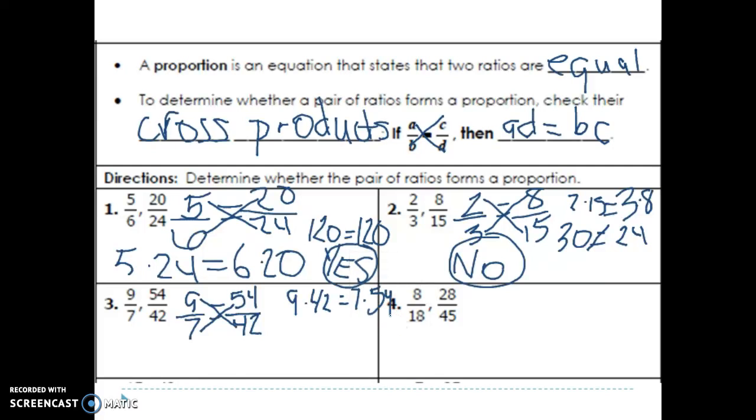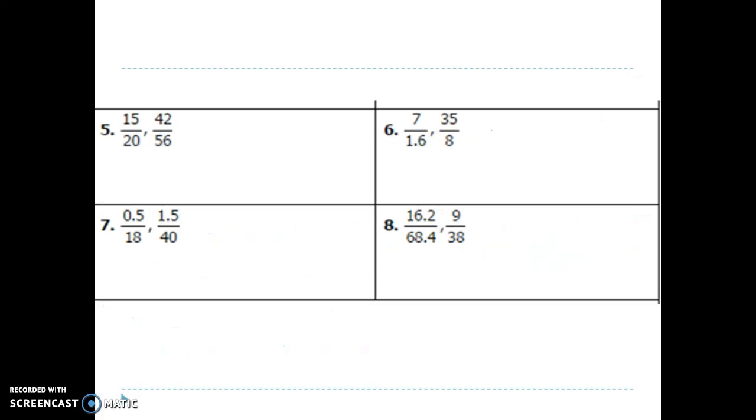Well, 9 times 42 is 378. And we're saying, is that equal to 7 times 54, which is also 378? They are, in fact, the same. Yes. We have a proportion. Okay, on to another slide. So again, the odds.